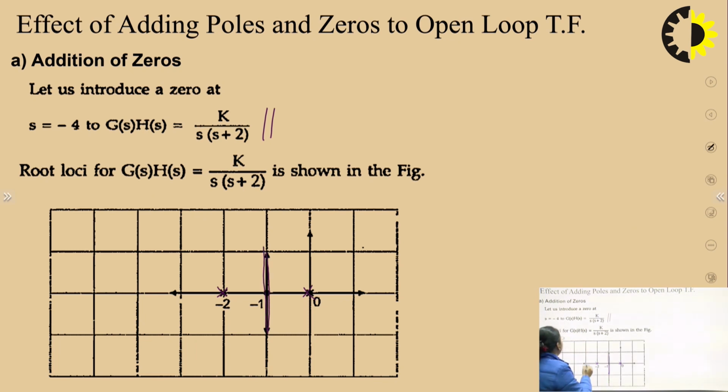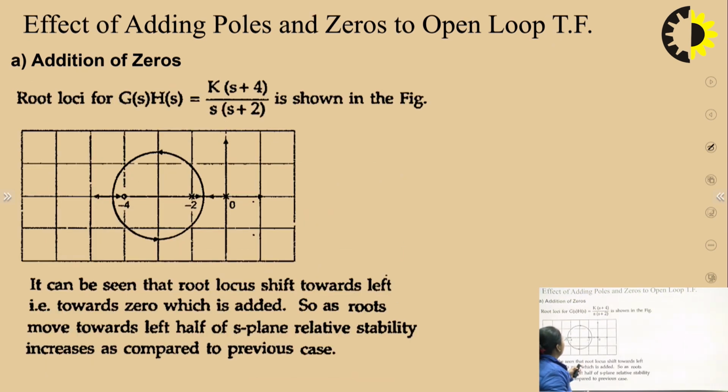Now, if I add another zero at S equals minus 4, you can see the root locus nature. This is S equals minus 4. I am adding this zero in this system. So the nature of the root locus will shift towards the left, while in the case of adding poles, it is shifting towards the right, right? So the system will become relatively stable as compared to the previous case, right?